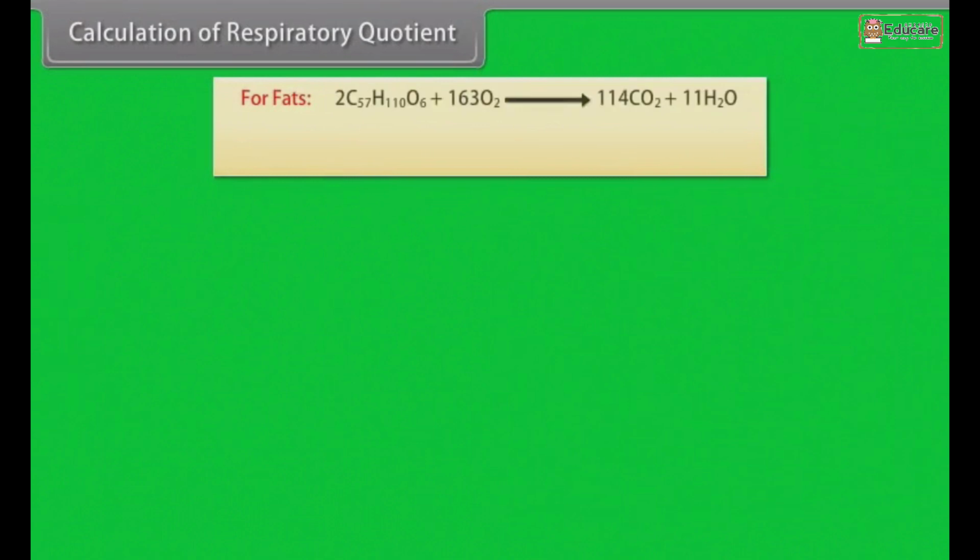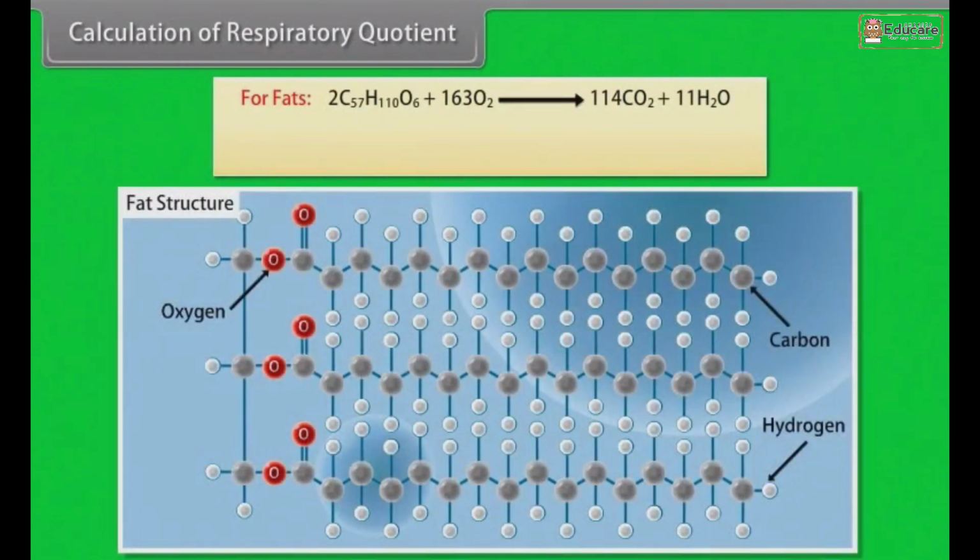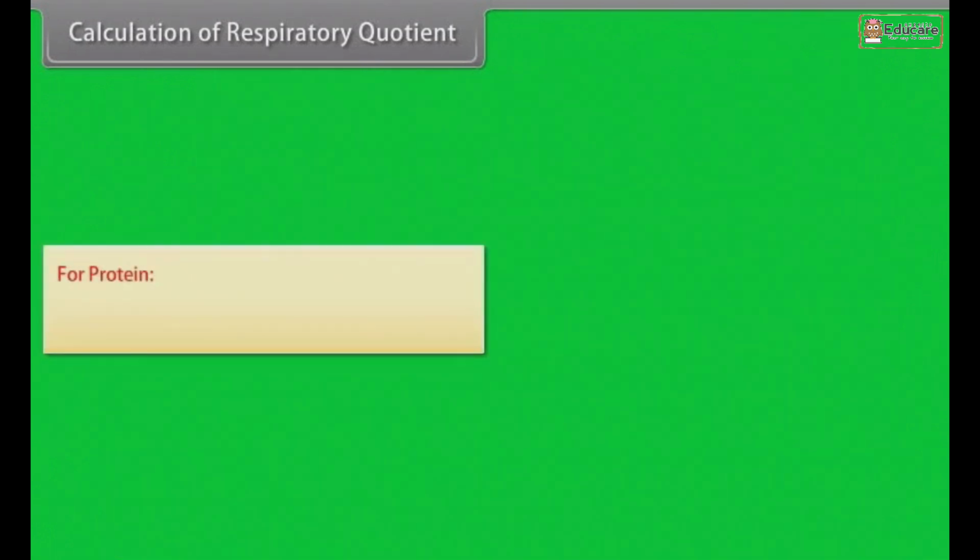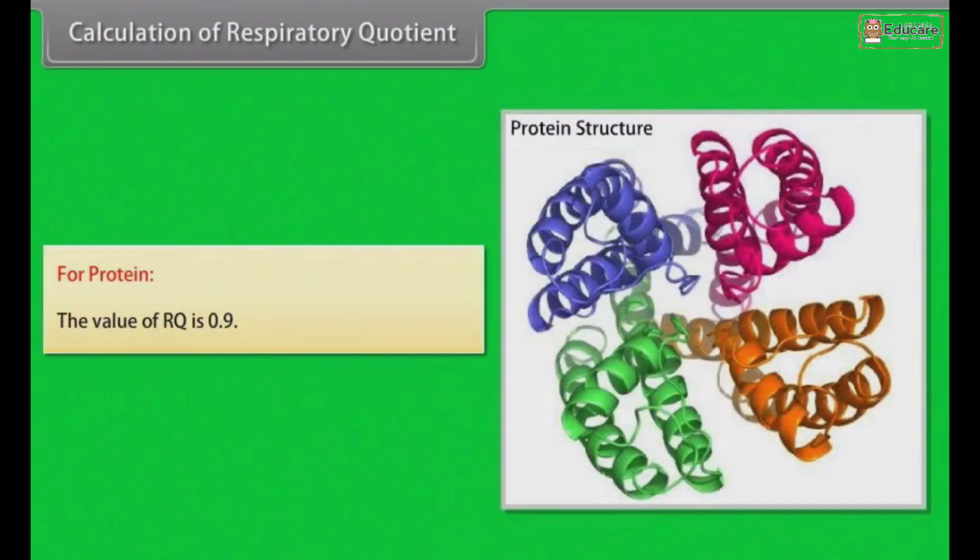For fats, 2C57H110O6 plus 163 O2 gives 114 CO2 plus 110 H2O. Respiratory quotient is equal to 114 CO2 by 163 O2, which is equal to 0.7. For protein, the value of respiratory quotient is 0.9.